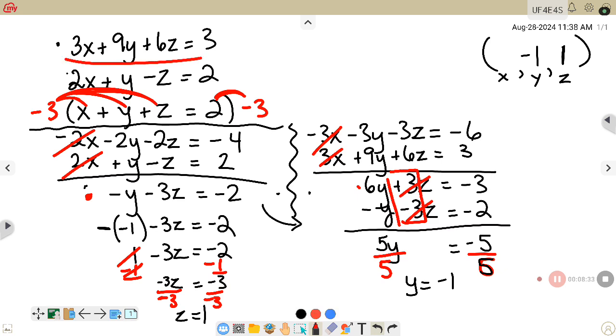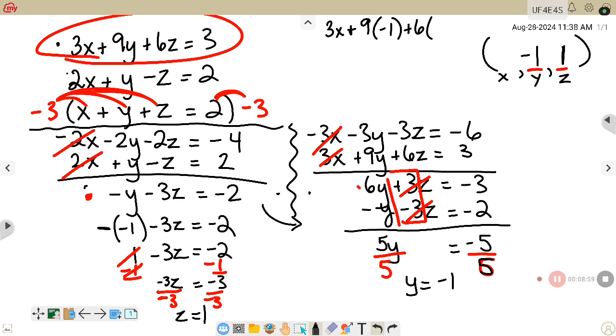Now you can take it all the way back up to the very top and solve for x. You're going to replace your y with the negative 1 and replace your z with the positive 1. So when I do that, I have 3x plus 9 times my y, negative 1, plus 6 times my z, positive 1, equals 3. Now you have an equation, and look what the only unknown variable is. It is that x. So let's see what we have here. 9 times negative 1 gives me negative 9. Plus 6 times 1 gives me 6 equals 3.